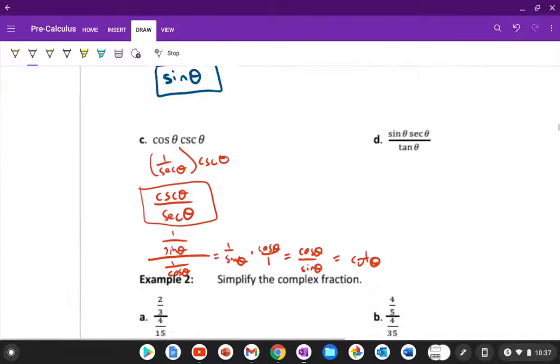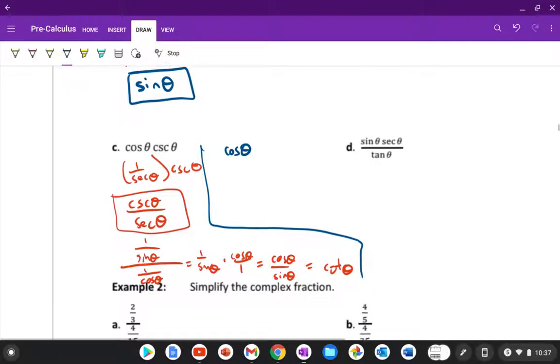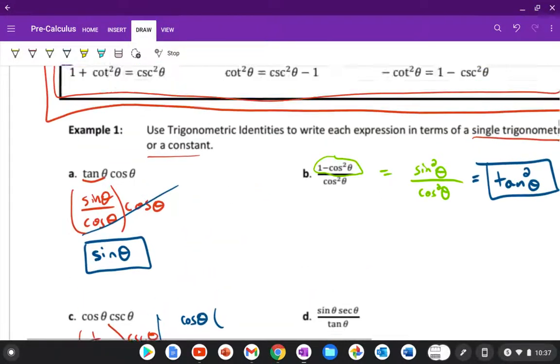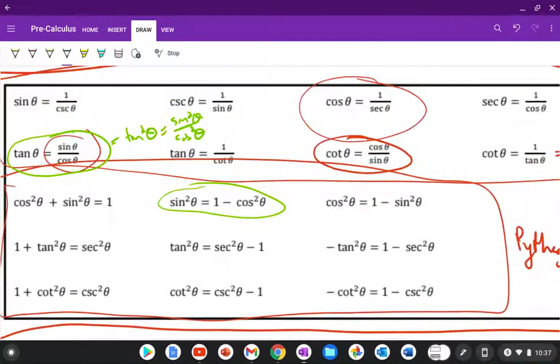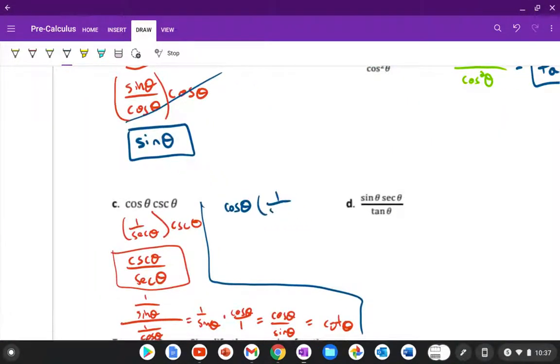All right, now the other way of doing this is probably a little bit simpler. As a note, there's always more than one way to solve these. You might not find the easiest way. If I were to instead replace cosecant, so I'd have cosine theta, and then I replace cosecant. Cosecant is 1 over sine. It's right here. So 1 over sine theta.